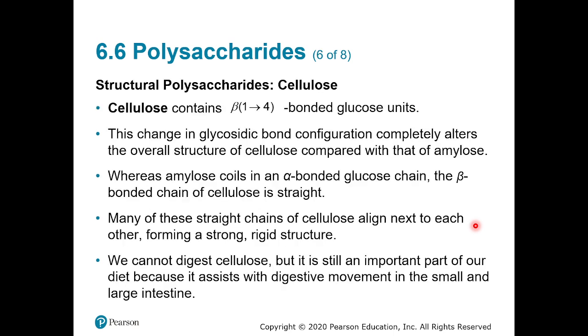So structural polysaccharides, this can be cellulose. Cellulose is going to contain beta-1,4 bonded glucose units. This change in glycosidic bond configuration is going to alter the overall structure of your cellulose compared to that amylose. And so you won't see the same sort of winding structure as you would of amylose. The amylose coils into your alpha glucose chain. The beta bonded chain of the cellulose is actually going to be straight, and that's because these are actually used as fibers. They're like little rods that the cells of a plant are going to use for structural support.